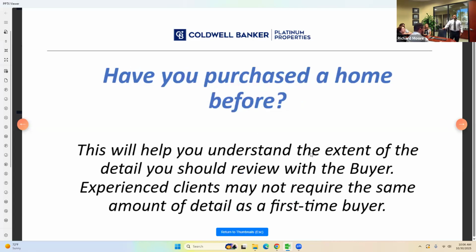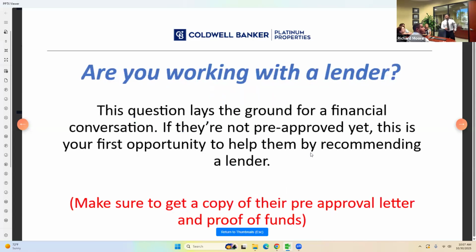Have you purchased a home before? This is going to help you understand their experience level. Do they know what the process is? Do you have to hold their hand a little bit more through the process? If they're experienced, they know what to expect. If they purchased that home 10 years ago, things have changed, so you might have to update them on some of the things.